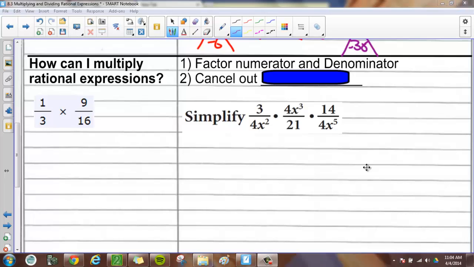Okay, now let's talk about multiplying rational expressions. But before we get into multiplying rational expressions, let's just remind ourselves, how do we multiply fractions? Well, when we multiply fractions, it's as easy as multiplying the numerators right across and the denominators right across.